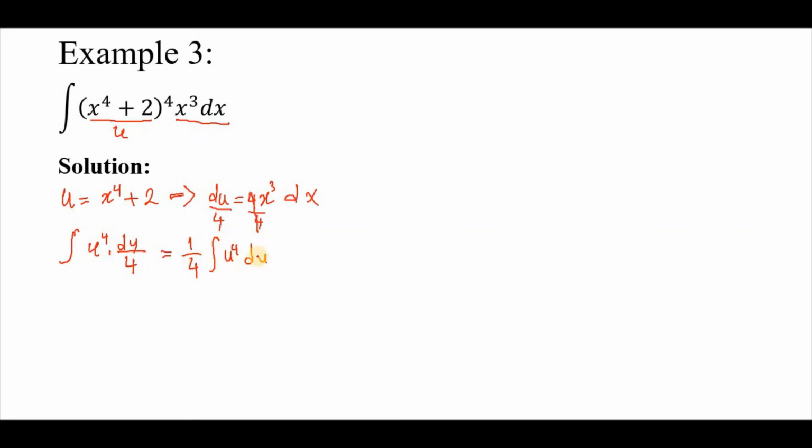Again, this integration, I can use the power rule to integrate. So this is equal to 1/4 times u to the 5th power over 5 plus c. So this is equal to u to the 5th power over 20 plus c. Now, all I have to do is to replace u with the original value of u that we assumed from the beginning. So the antiderivative is going to be (x to the 4th plus 2) all to the 5th power divided by 20 plus c, and that is the final answer to that question.